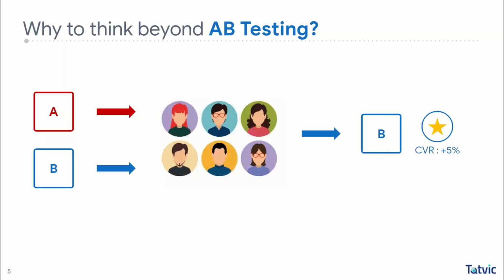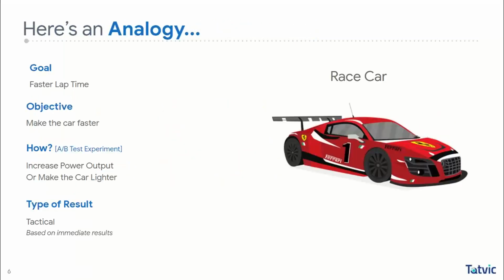Now, let me explain this with an analogy. Race car. Say if you're conducting an A/B test, your immediate next objective with the race car is to get a faster lap time. So what you have to do essentially is make the car faster. How do you do that? You either increase power output or you make the car lighter. You probably optimize engine performance or make the car lighter by getting rid of the seats or removing any redundant car parts, and so on.